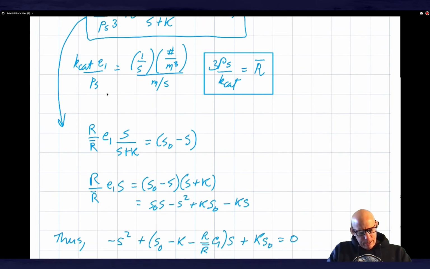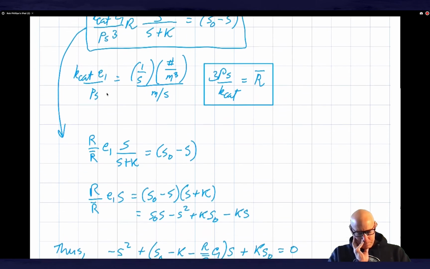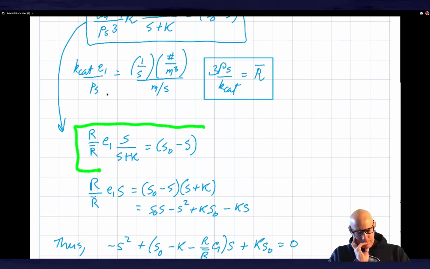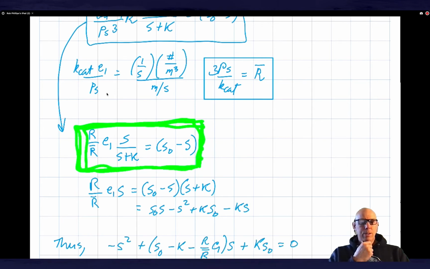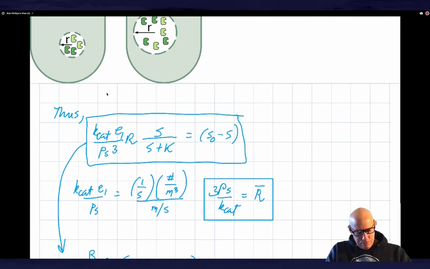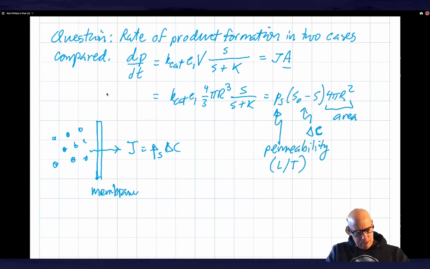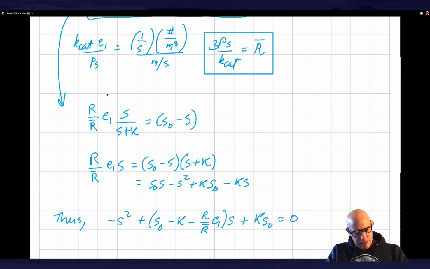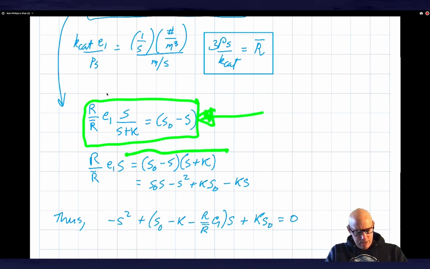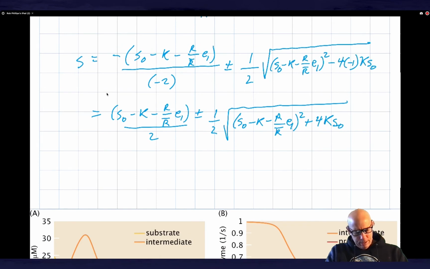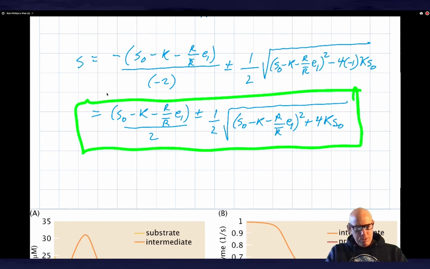So this thing actually leads to a quadratic equation. What I'm trying to find is the substrate concentration on the interior. Why do I care about the substrate concentration on the interior? Because as we already said, the rate of product formation, which is the thing I really care about, is this. This is the rate of product formation, and it's given by this Michaelis-Menten form. So I need to find the substrate concentration on the interior, and to do so, I multiply both sides by S plus K in this equation. That yields this, which is a quadratic equation, and I can solve that quadratic equation as you see here, and that tells me the substrate concentration on the interior.